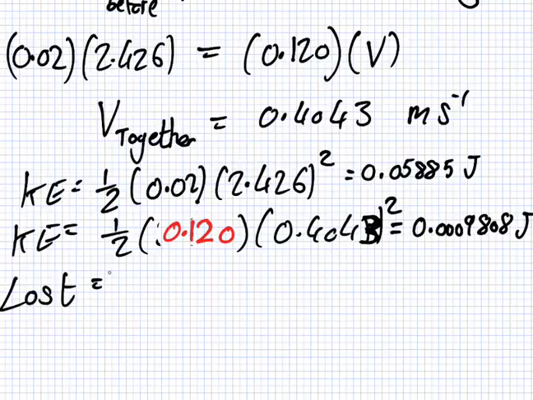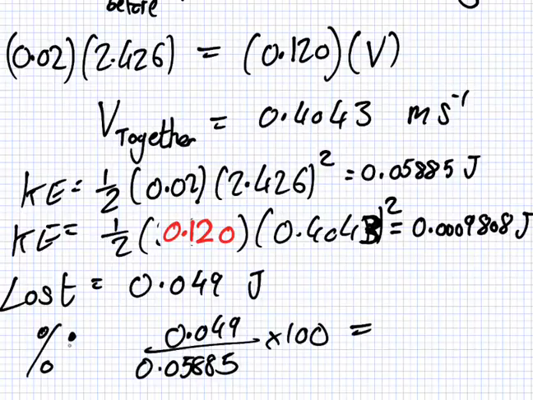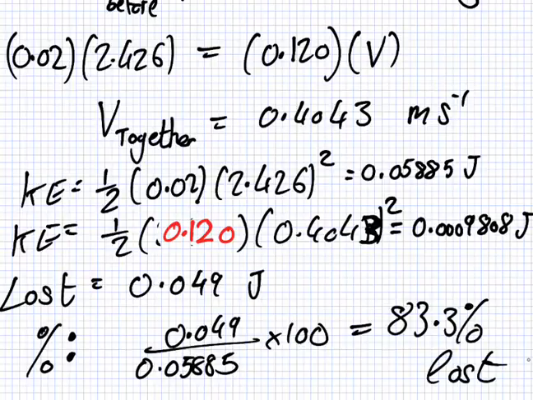So, how much was lost? Well, that would be 0.05885 minus that number. So there was 0.049 joules lost. They just want that as a percentage. So I'll do 0.049 over 0.05885 multiplied by 100. So as a percentage now, that's a lot. 83.3% was lost. A lot of kinetic energy lost here.